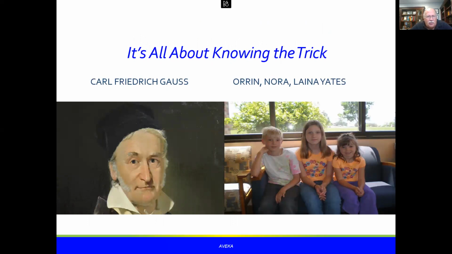So let me give you an example. I have pictures of two groups here. One of Carl Friedrich Gauss, a famous German mathematician from the 18th and 19th centuries, and a picture of my three grandchildren. And they all know the same trick. It's a trick that Carl Friedrich Gauss came up with when he was a young student. He was actually precocious and was bothering his teacher with more and more math problems. Give me another math problem. Give me another math problem.